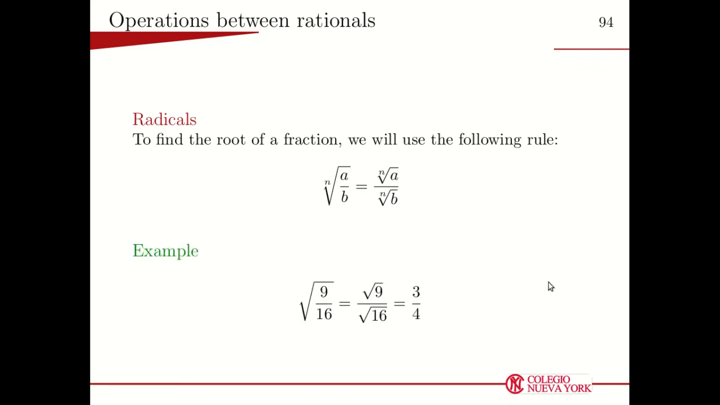Here we have square root of 9 over 16. The idea is very simple. What we do is find the square root of the numerator, that is the top number, and find the square root of the denominator, which is the bottom number. Square root of 9 is 3, square root of 16 is 4, and the final answer is 3/4. As always, remember to simplify whenever you can, and that's it.